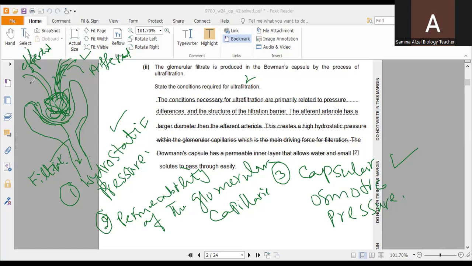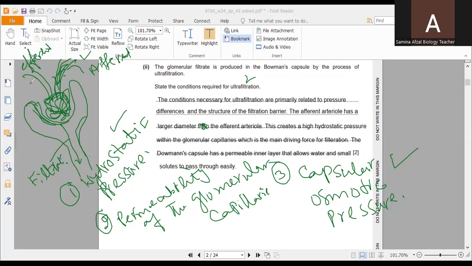Now I would like to read the answer which I have written. The conditions necessary for ultrafiltration are primarily related to pressure differences and the structure of the filtration barrier. The afferent arteriole has a larger diameter than the efferent arteriole. This creates a high hydrostatic pressure within the glomerular capillaries, which is the main driving force for filtration. The Bowman capsule has a permeable inner layer and allows water and small solutes to pass through easily.